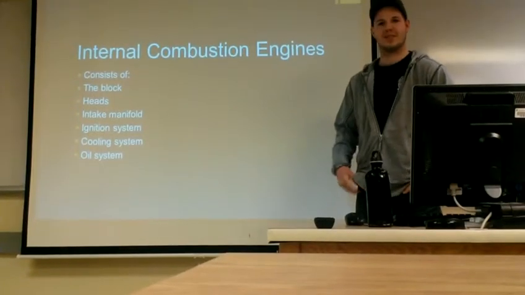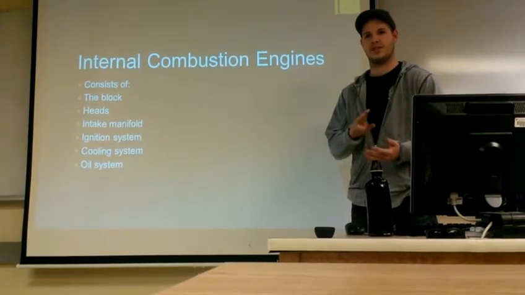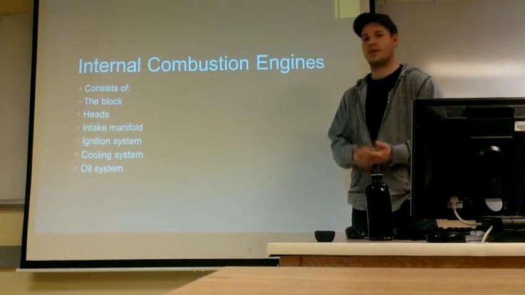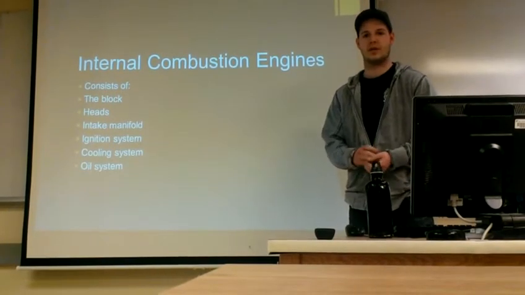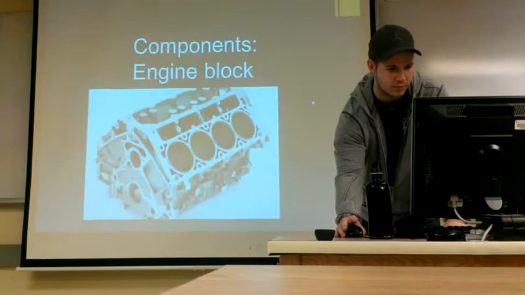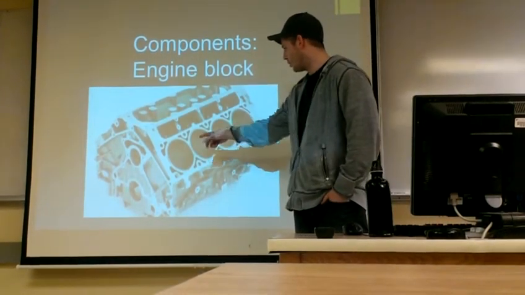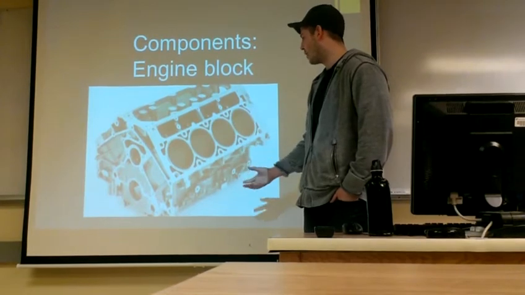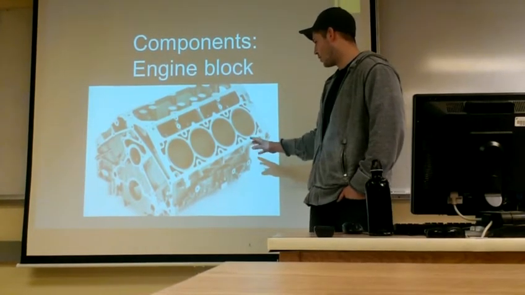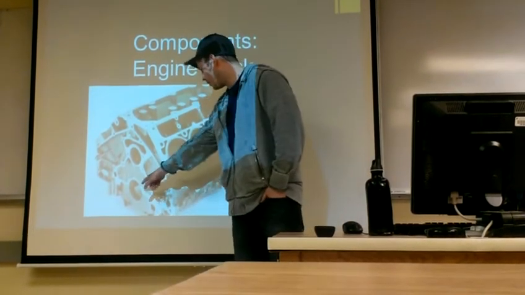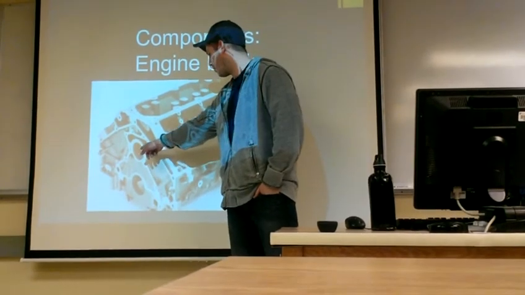Combustion engines consist of mainly the block, heads, intake manifold, ignition system, cooling system, and a lubrication system. This is the engine block. These are the cylinders here. This is a V8. This is the base of the engine. So the cylinders contain pistons. The crankshaft is located here, and the camshaft is located right here.